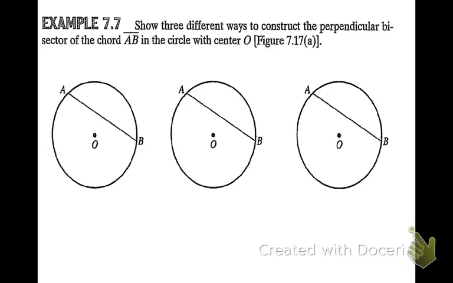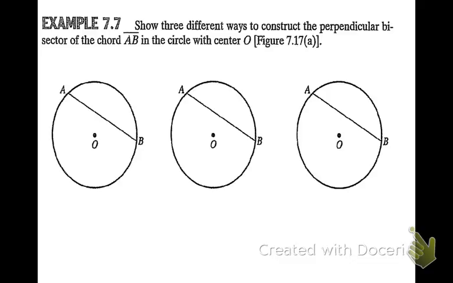Show three different ways to construct a perpendicular bisector of chord AB in a circle with center O. So let's think about this. What's one way I could construct the perpendicular bisector? Yes. Find the center of AB and then connect that with O. Okay. Well, take it a step further.